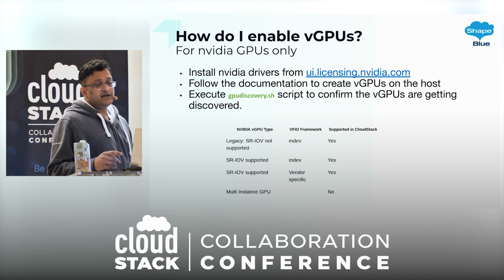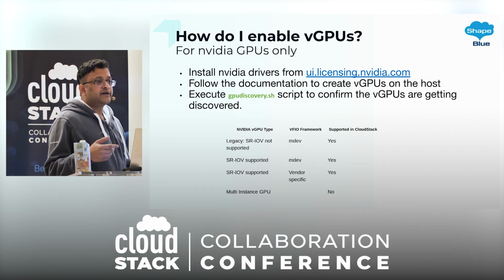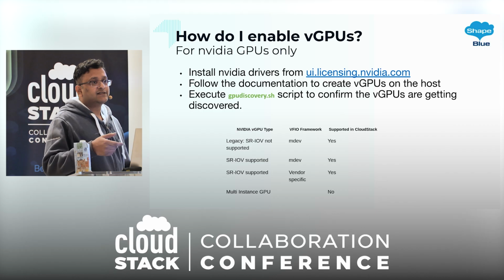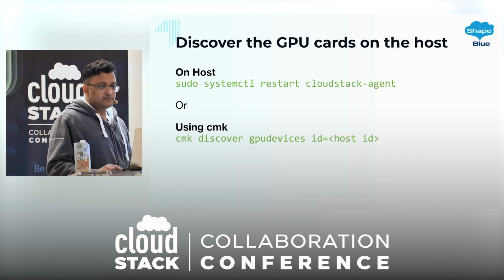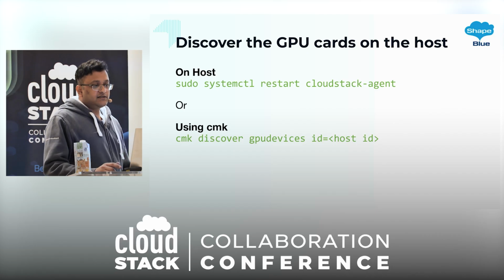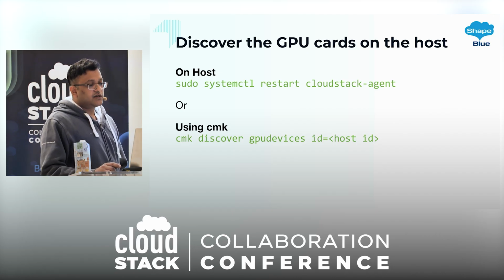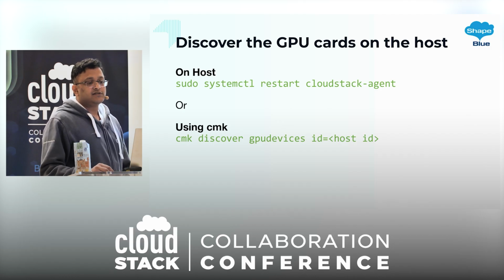And another thing to note here is that when you automate it, ensure that each vGPU profile gets the same address so that it doesn't cause conflict with the existing devices which are discovered in CloudStack as well. So once that is done, to discover the devices on the host, you just need to restart the CloudStack agent or use the discover GPU devices command via CMK or the UI.